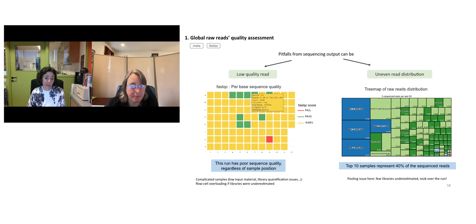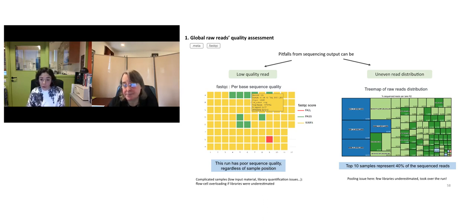So what could happen is that, in fact, when you were amplifying and quantifying your libraries or your samples, the values that you got were wrong values, and usually underestimated. So this could be the result of overloading a flow cell.